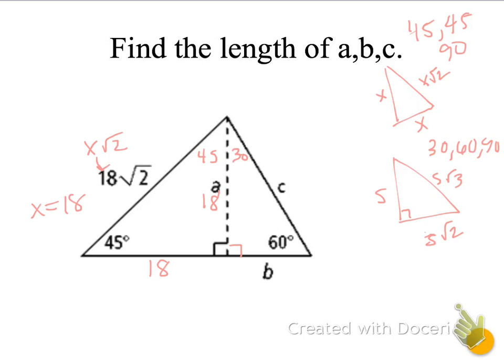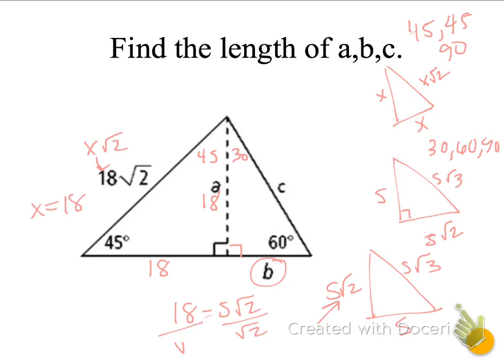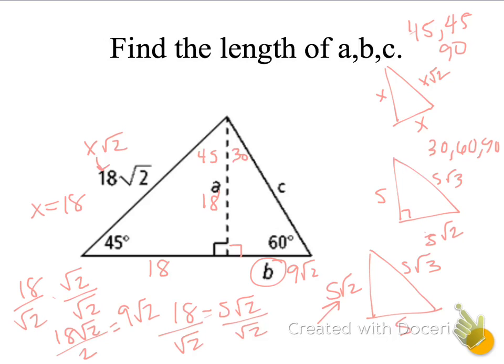Okay, and then if we look at our 30, 60, 90, actually the smaller side's down here, so let's re-represent our triangle here, with the small side on the bottom. Okay, so we know that 18 is this side length here, so we're going to do 18 equals s square root of 2, divide by the square root of 2. So 18 over the square root of 2, but I don't like that, so I'm going to multiply by square root of 2 over square root of 2. So 18 square root of 2 divided by 2, so 9 square root of 2. So this b represents 9 square root of 2.